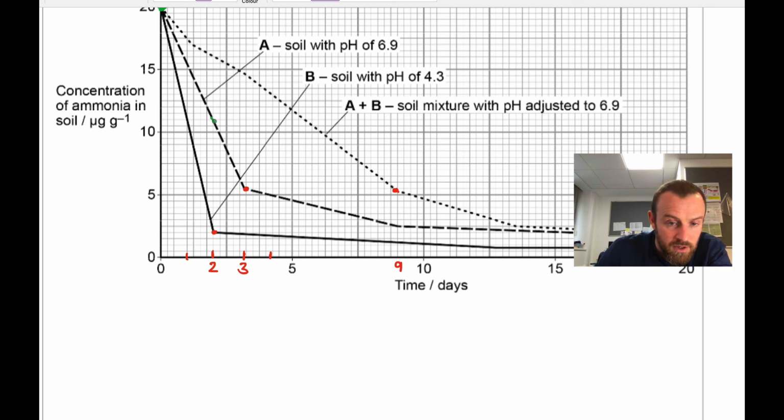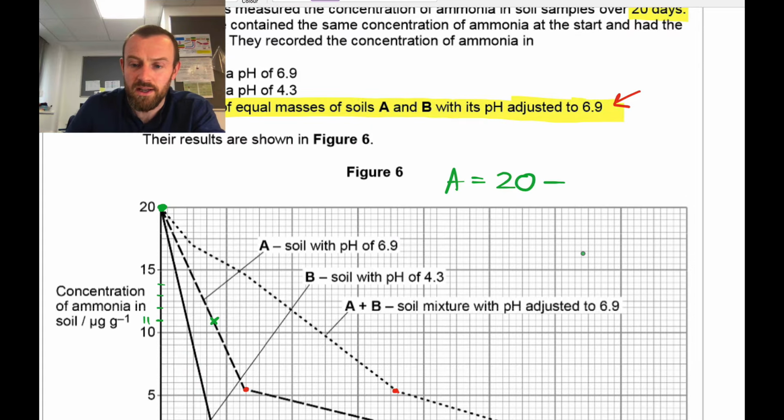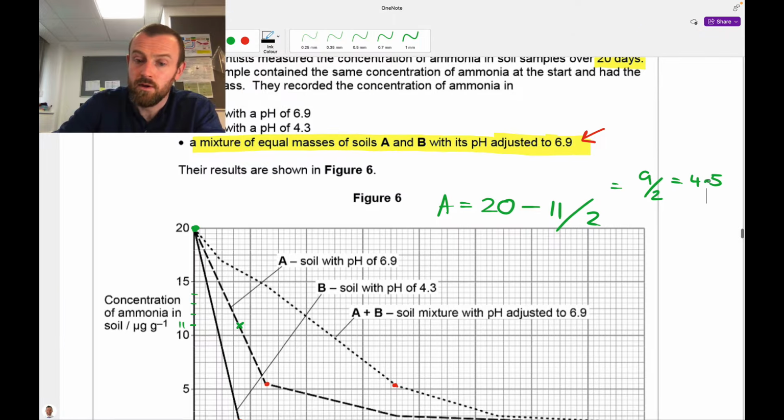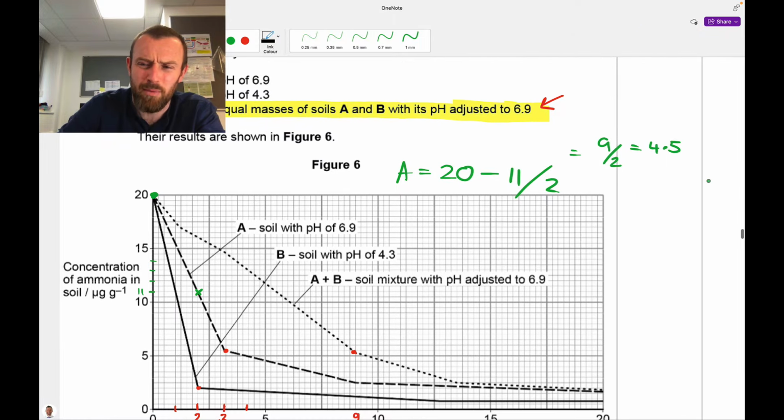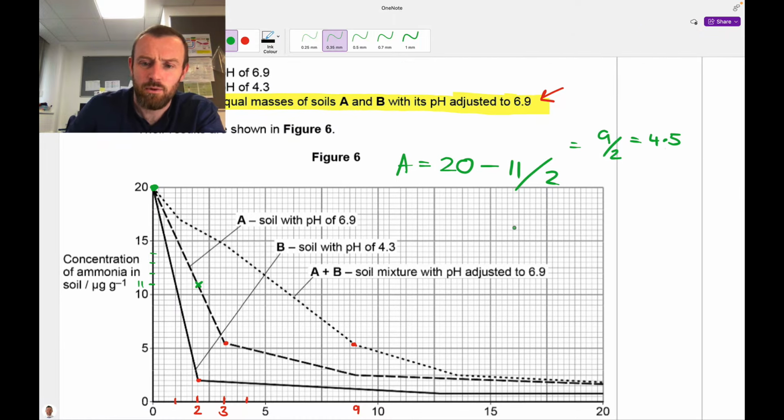Just checking that I'm measuring it at the right point. And we're looking at right there. And then we want to go across, and that's at 2 lines up. So that's 11, because that would be 12, 13, 14, 15. Yeah, so that is 11. So 20 minus 11. And then we're going to divide that by 2. So that is 9 divided by 2, which is going to equal 4.5 micrograms per gram per day. That's the unit. What about B?